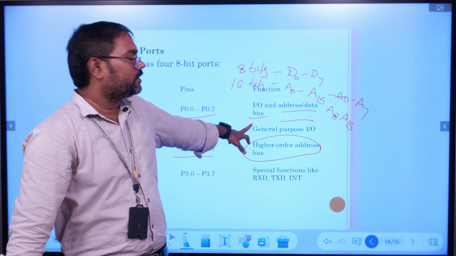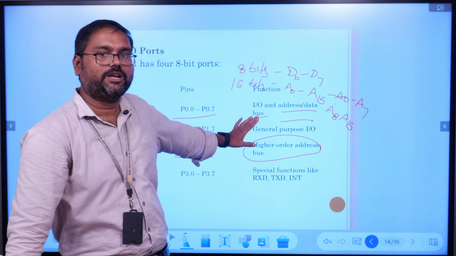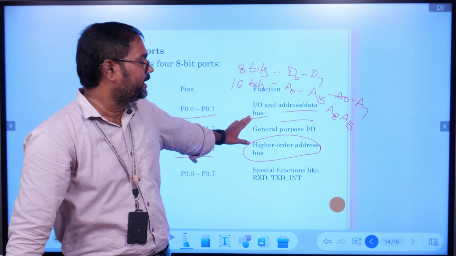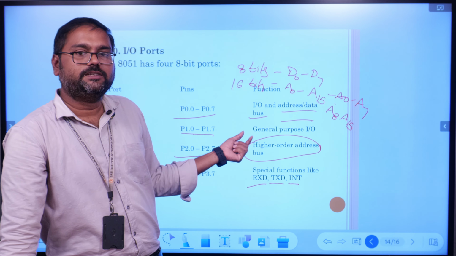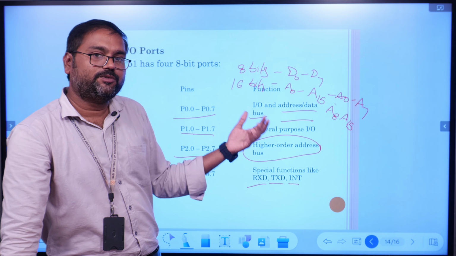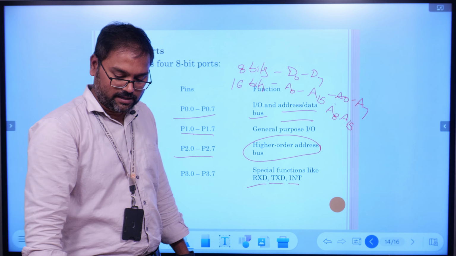And port 1 does not have any other function, it has only the general purpose IO function. That means it can perform only IO function, that is the primary function, and there are no alternative functions. And coming to port 3, it has some special functions, that is receive data, transmit data, and similarly interrupts. So these are the external functions, that is receiving data, transmitting data, or accepting interrupts. All these are alternative functions performed by port 3. So this is about the ports.